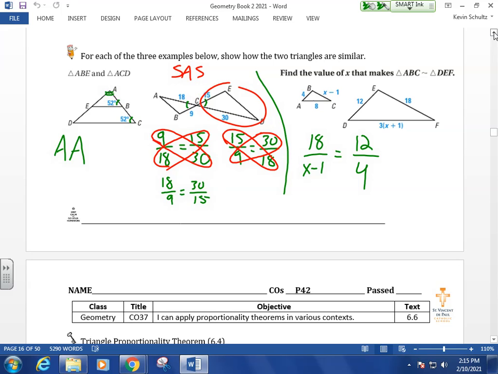And again, when you solve this, I'll caution you, we had this in an earlier objective, that 12 times x minus 1 is not going to be written as 12x minus 1, right? Because it's the 12 times the entirety of that expression. That x minus 1 needs to be in parentheses, okay? And then 18 times 4, 72. And raise your hand when you have a value for x.